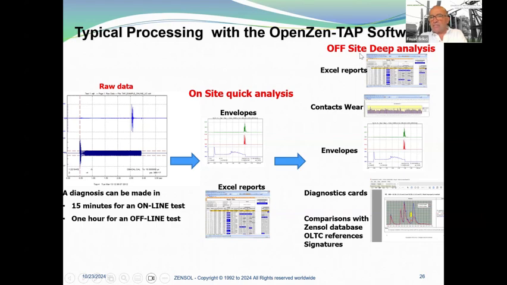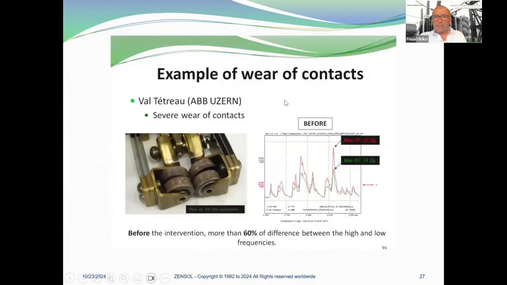And here you can see an off-site deep analysis. We analyze the Excel report produced by the software. Thanks to the high frequency and low frequency envelopes, we are able to determine if we have a problem of contact wear or not. Thanks to the envelopes, we are also able to analyze this, and quickly we can detect problems that I can show you in the next slides. And we have a database of OLTC reference signatures, which we call diagnostic cards. Here you have an example of wear of contacts.